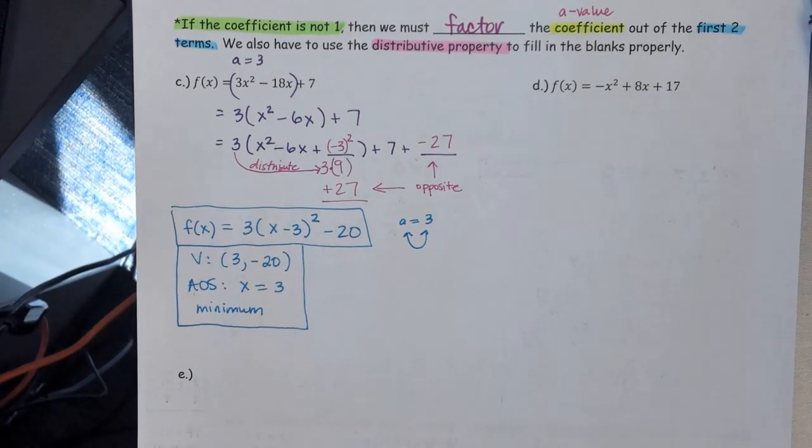Okay, and then I want you to try the first two steps for part B. You can keep going if you're feeling good. But at the very least, I want you to be able to factor out that a value and then fill in that first blank space. So factor out the a.